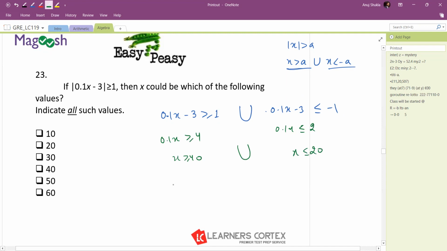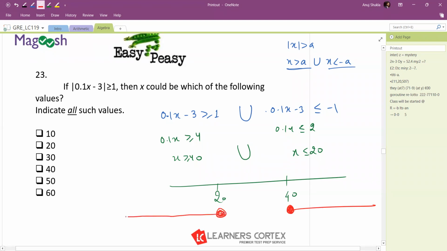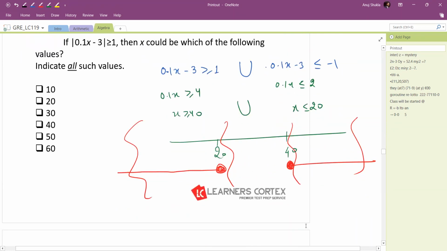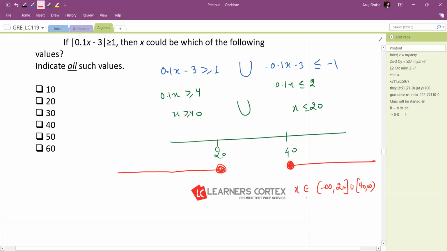So one solution is, I'm drawing here 20, and here 40. So what is the solution? It should be more than 40, yes or no? And another solution is it should be less than 20. And you need both solutions, means you need this also and you need this also. So what is your solution? If you write in your terms, you can say x will belong to minus infinity to 20, obviously included, union 40 to infinity. That is in our terms.